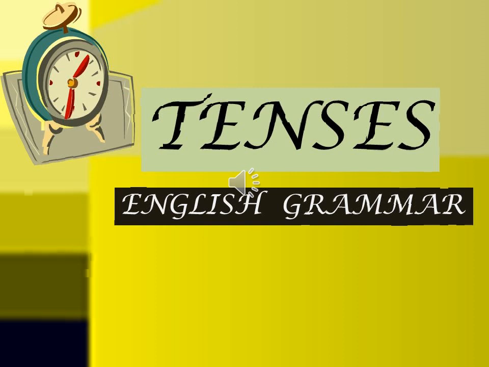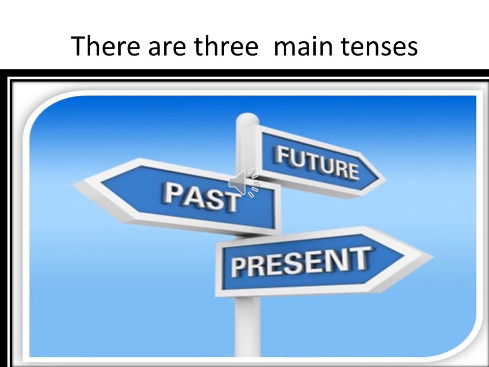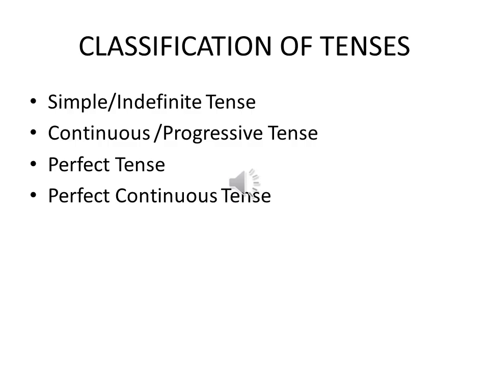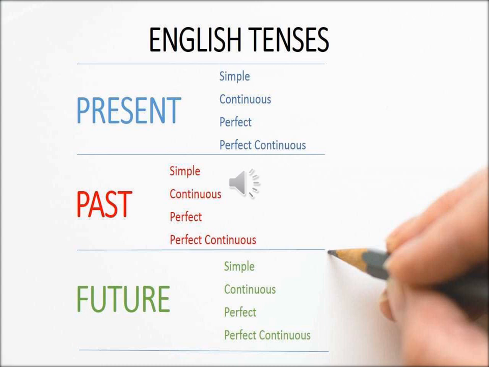As already studied earlier, we learned that tenses tell us about the time of an action. There are three main tenses, that is present tense, past tense and future tense. These three main tenses can be further divided into four subtypes, that is indefinite tense, continuous tense, perfect tense and perfect continuous tense. In this slide, you can see the various types of present, past and future tenses.